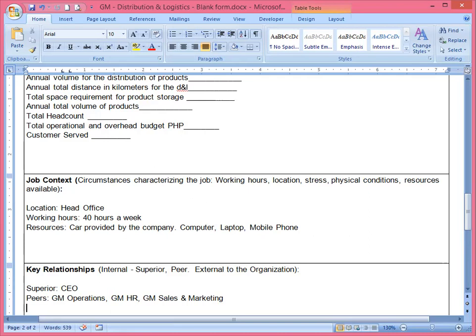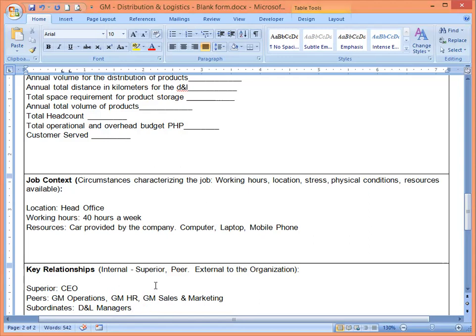Okay, so what's next? We have to specify here the subordinates. What you do is you just indicate here the direct, let's say, DNL managers, okay? Only the direct reportees, managers. If there are positions aside from DNL managers, you can also put here as long as they are direct reporting to the GM of DNL, okay? So we finished doing our key relationship.